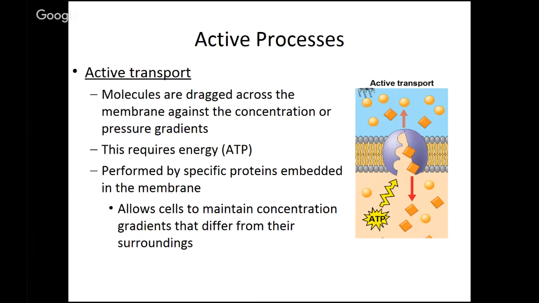For instance, in this diagram on the right, you can see these little diamond molecules, whatever they are. They are being pushed into the cell, and they're already starting to get crowded on this intracellular side. So they don't really want to be there. They would prefer to spread themselves out. But this little protein here is forcing them across the membrane and forming a high concentration area. So this represents active transport.